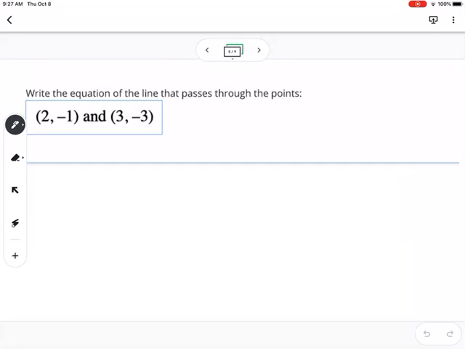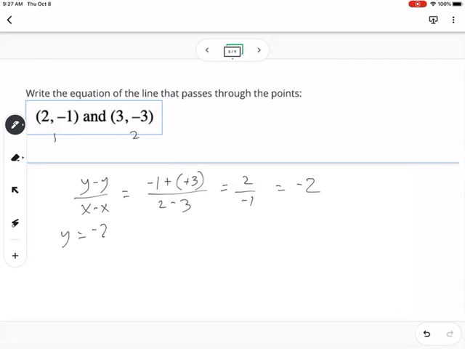Okay, so this is just adding one more layer of complication. You're not given the slope, but whenever you have 2 points, you can find the slope. And the way we find the slope is to say y minus y over x minus x. So pick a starting point. So I'm going to call this point 1 and this point 2. So negative 1 minus negative 3 over 2 minus 3. This becomes plus a positive, so negative 1 plus 3 is 2 over negative 1, which is really just negative 2.